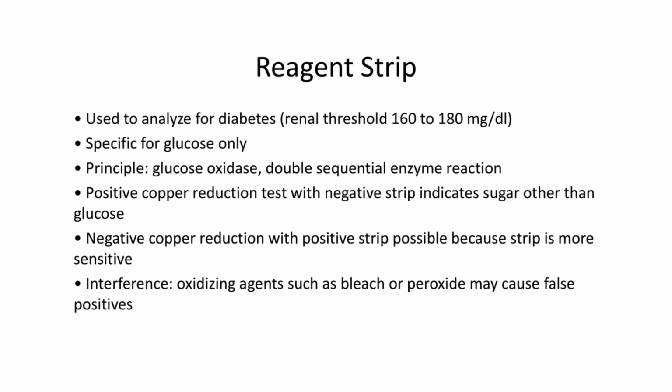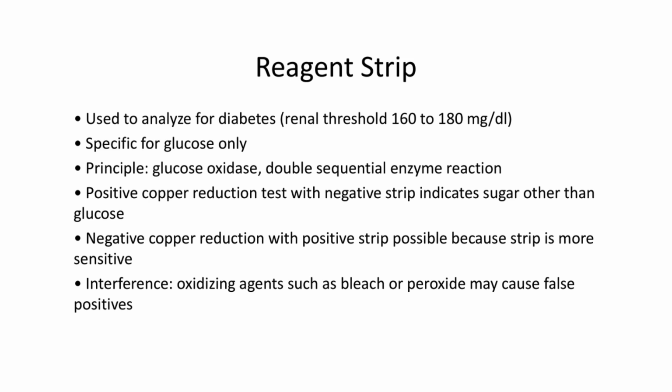The reagent strip is commonly used to analyze urine for diabetes. The renal threshold for glucose reabsorption is between 160 and 180 milligrams per deciliter. The strip is specific for glucose only. Its principle is based on glucose oxidase, which uses a double sequential enzyme reaction.